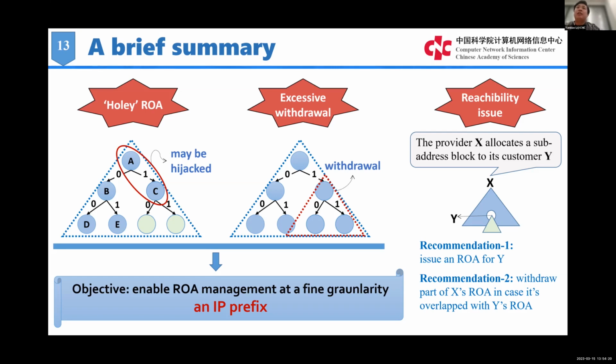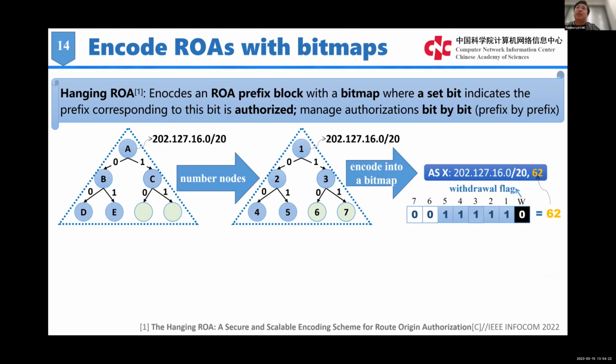Now I will present our solution with a novel bitmap encoding scheme. We call it the Honing ROA. Instead of using the max-length parameter to encode an ROA prefix block, the HROA encodes an ROA prefix block with a bitmap. In such a bitmap, every bit except bit 0 represents an identical prefix in the ROA prefix block. And a set bit indicates that the prefix corresponding to this bit is authorized.